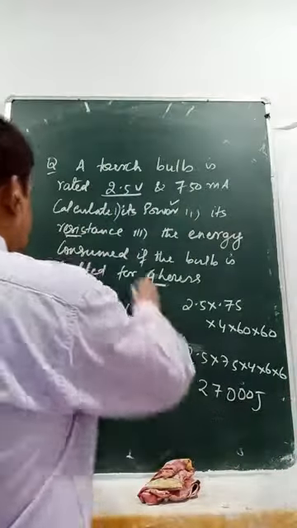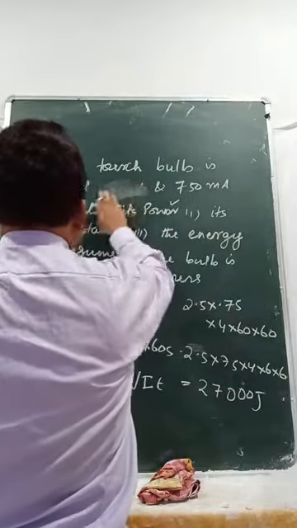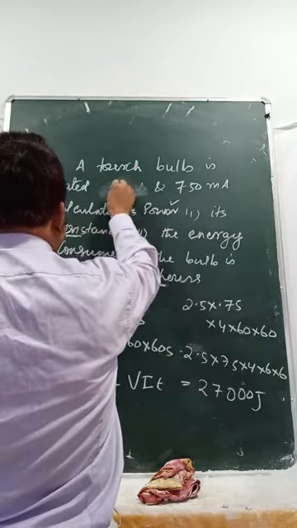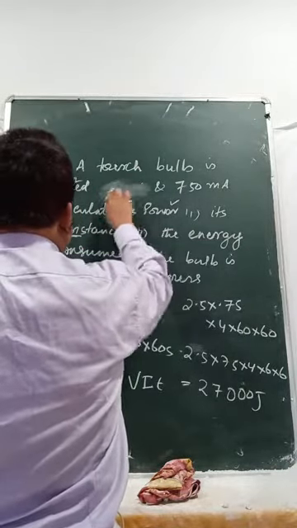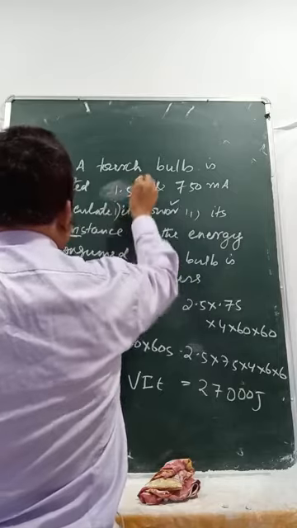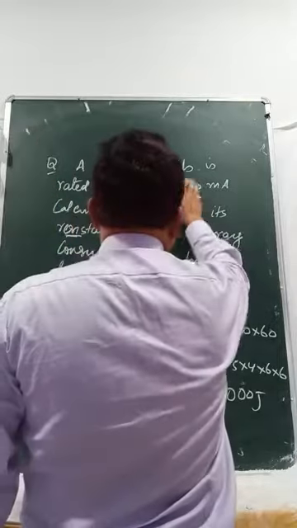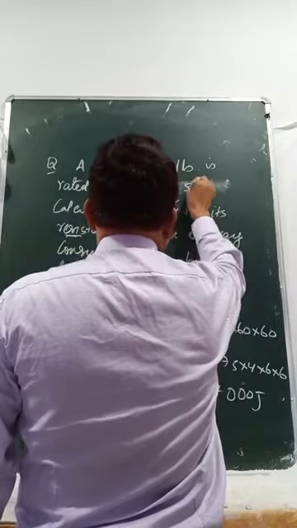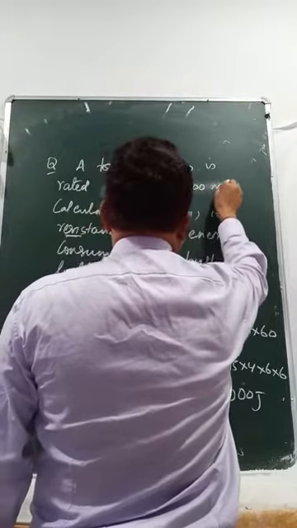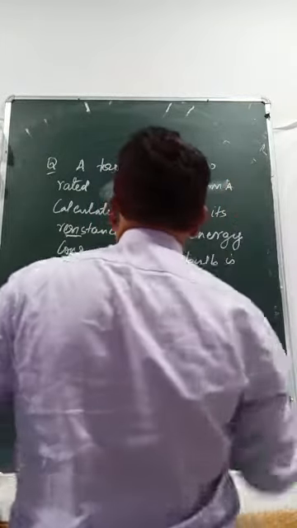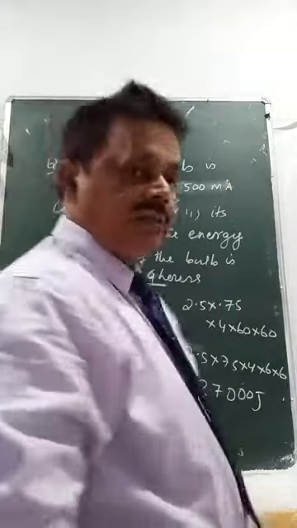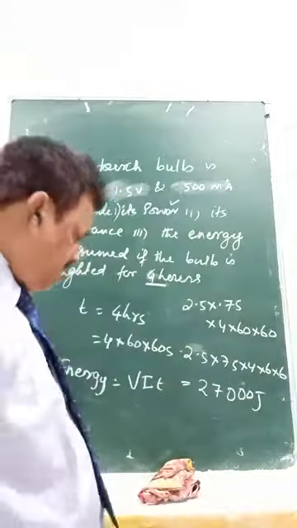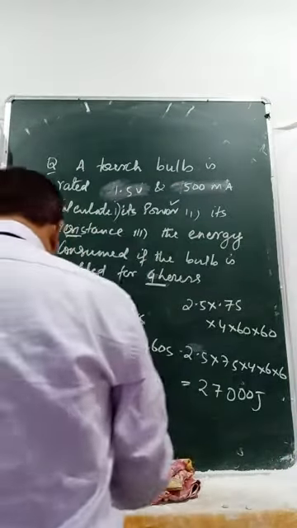So you can try a bulb rated 1.5 volt, current drawn is 500 milliampere. Calculate everything like this. So you can practice a question like this. Now let's go to another question.